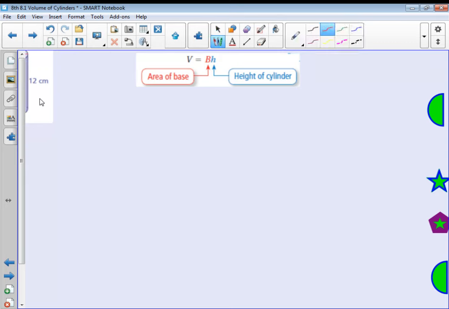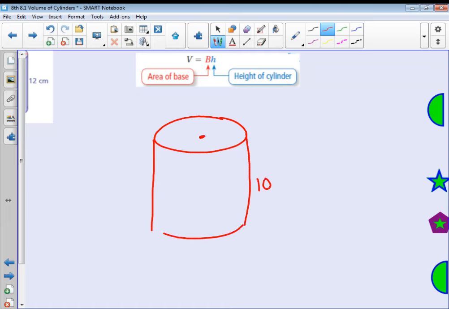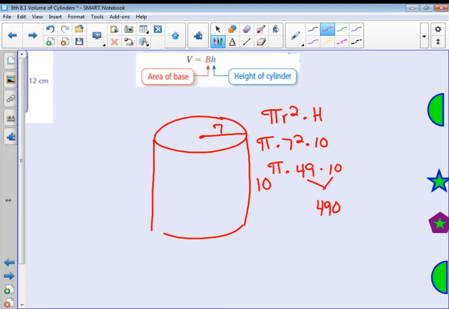Okay, so let's go ahead and try another one here. Okay, so I'm just going to kind of sketch one out. Bear with my drawing once again. And we'll do a height of 10 and a radius of 7. Okay, so formula, area of base. So area is pi r squared times our height. Okay, so my radius was 7 squared times my height of 10, and then times pi. Okay, so 7 squared is 49 times 10 and times pi.